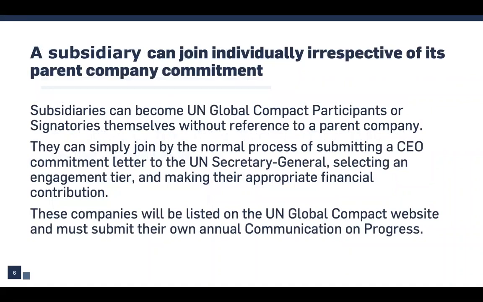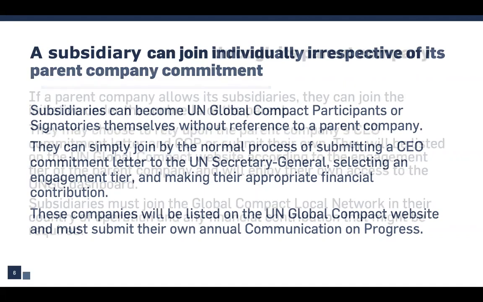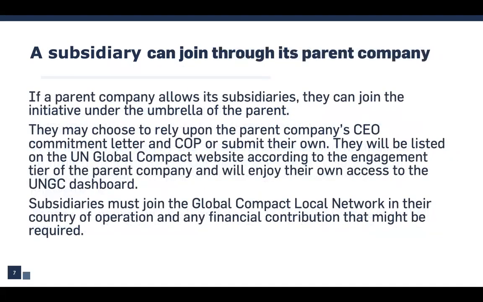So, as I said, the first point, joining individually, irrespective of the parent company commitment, is really straightforward. A subsidiary can just join the Global Compact, choose their own engagement tier, and engage as if they were an independent company. Joining through the parent company, if the parent company allows it, then they can join under the umbrella of the parent. They can choose to rely upon the parent company's CEO commitment letter and the parent company's communication on progress, or they can opt to submit their own. That's an option.